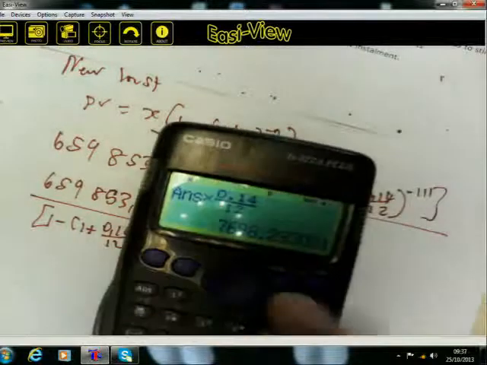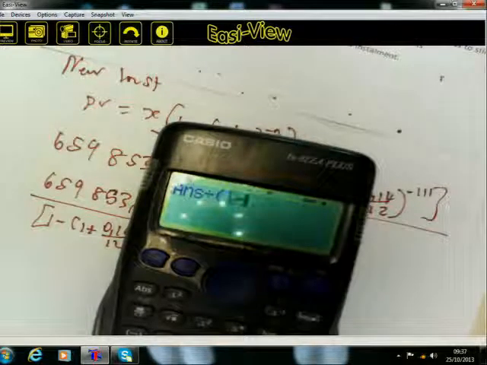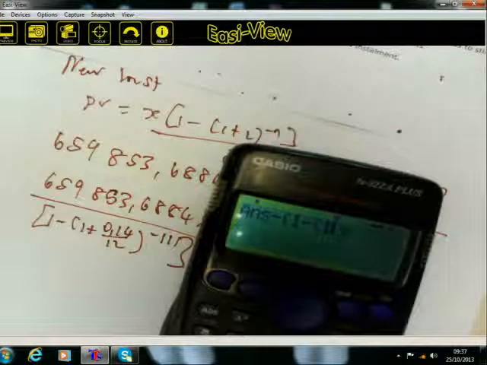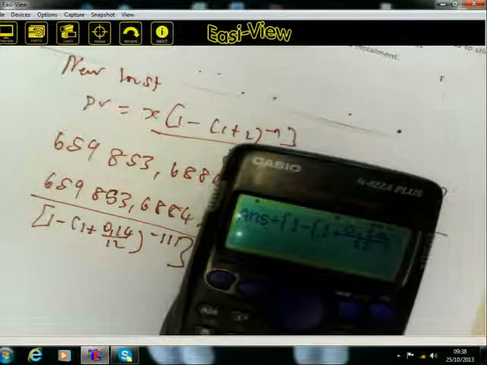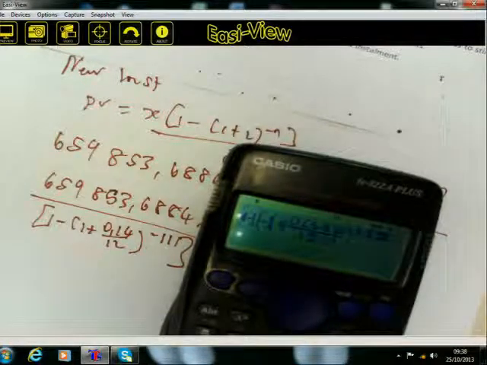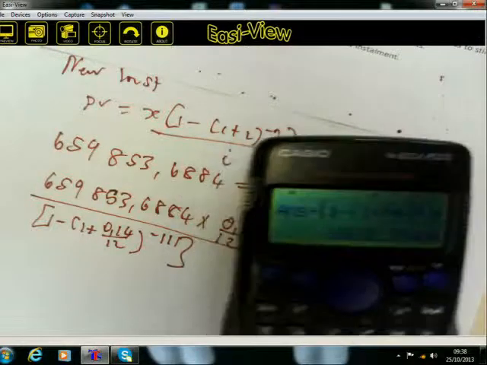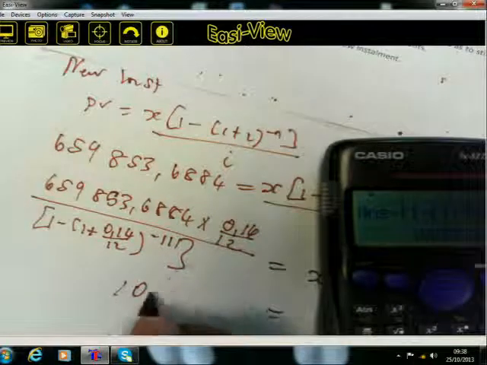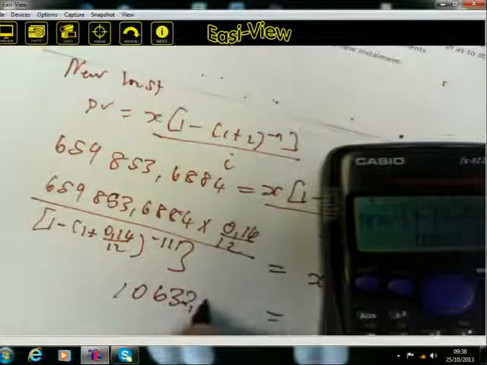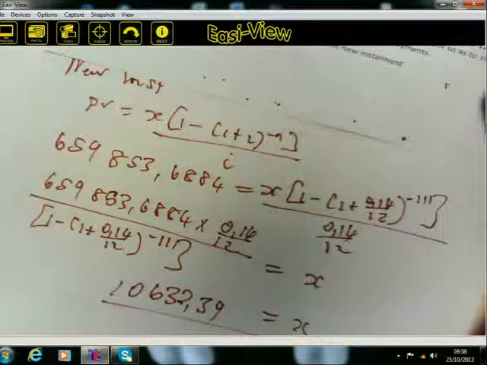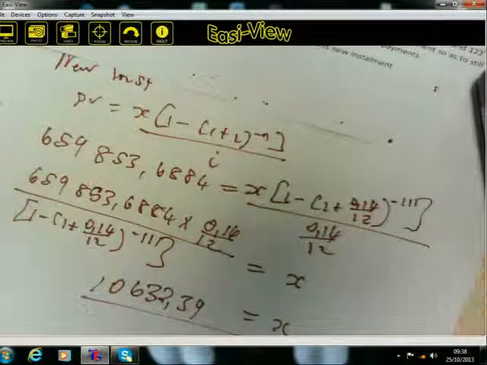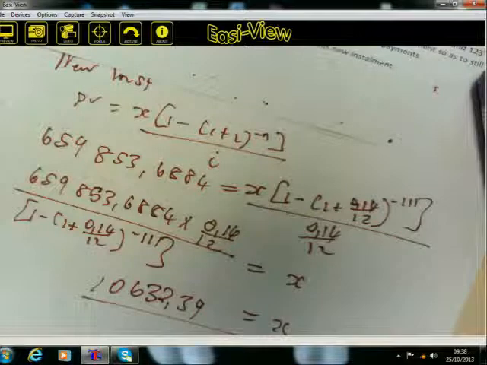Take this one, divide by the brackets, 1 minus open bracket, 1 plus the fraction 0.14 divided by 12. Of course, we are going to get 10,632 rand 39 cents. I can see the smile there. Then it means you have the correct answer. It means the new installment will be 10,632 rand 39.